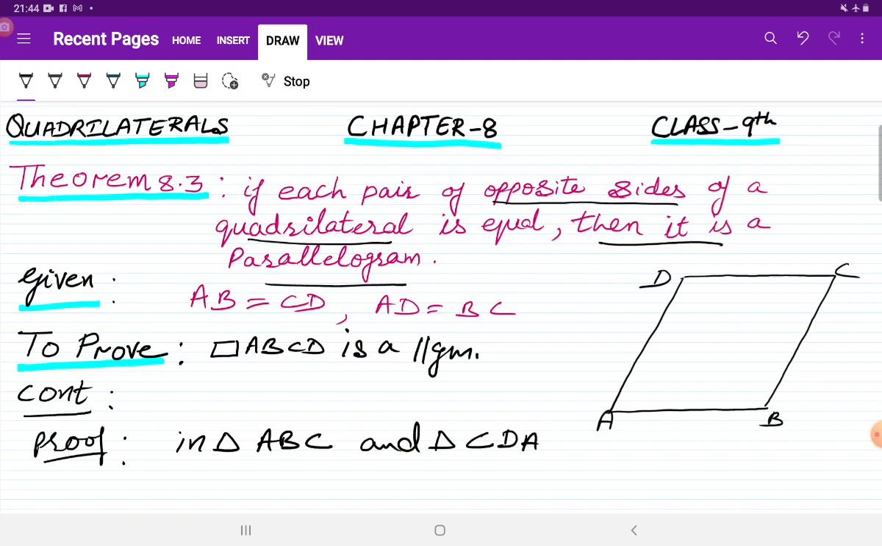Theorem 8.2 was: in a parallelogram, opposite sides will be equal. So in that theorem, we proved opposite sides are equal and the parallelogram was given. But here we have to prove this quadrilateral ABCD is a parallelogram and we are given that opposite pairs of sides are equal. So this is the converse part of Theorem 8.2.